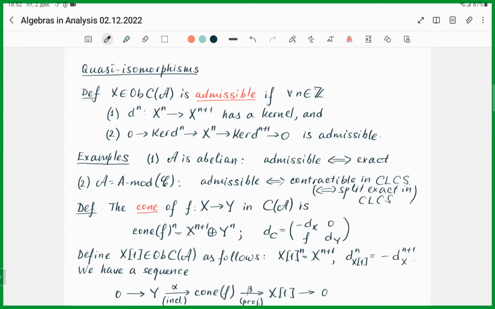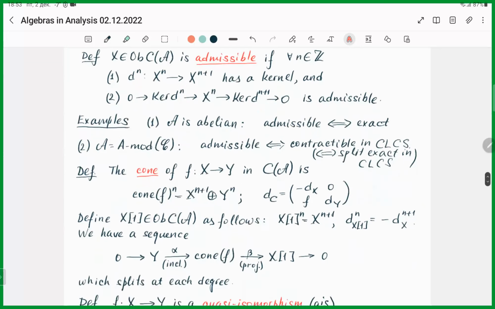Now, if we have an arbitrary morphism F in the category of co-chain complexes, we define the cone of this morphism as follows. So this is the nth term of this cone complex, and the differential in this complex is given by the following 2x2 matrix. Also, if X is a co-chain complex, we can define the shift of X, denoted by X of 1, as follows. We simply take X and shift it to the left by 1 degree. And we also change the sign of the differential.